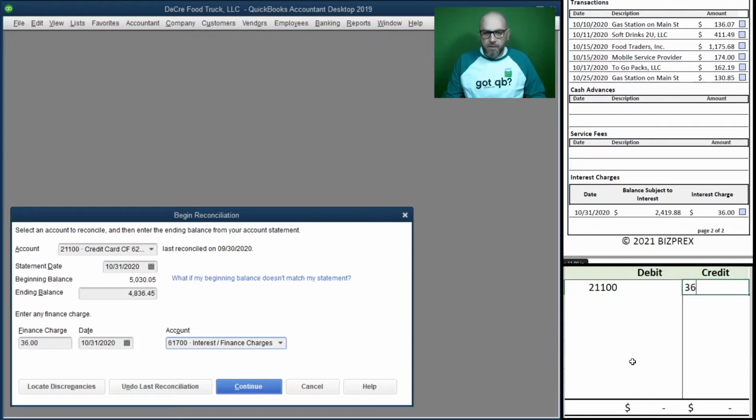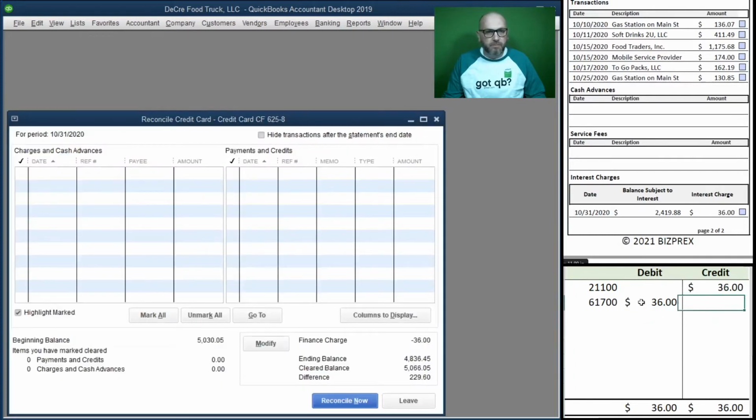So $36 finance charge is added to our balance on the credit card, so liability goes up. What else is happening? Expense goes up, right? So here it is. Even though we're entering it once, it is still part of the double entry accounting, right? So this 36 becomes a debit for account 61,700, and it is a credit for 21,100. Liability goes up when credited, expense goes up when debited, right? So we're good to go on that one.